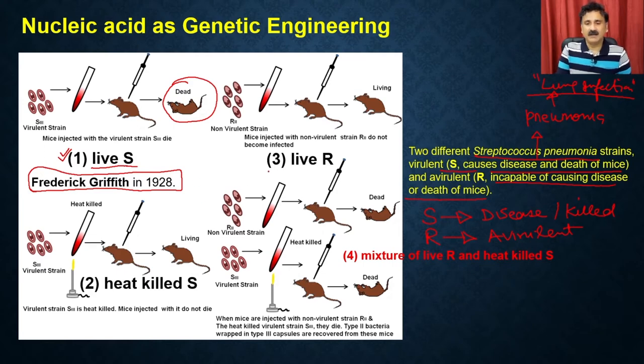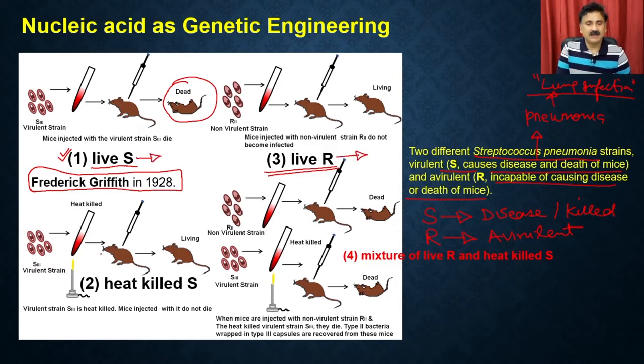Then he also tested whether the R strain is also good or not. He took the R strain, cultured it, and then injected the R strain into the mice. And what he found is that the mice could not develop the disease and were alive. So by these two experiments he tested the fact that the S strain is a virulent strain and the R strain is an avirulent strain.